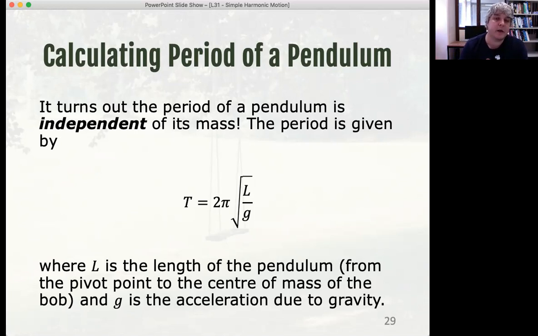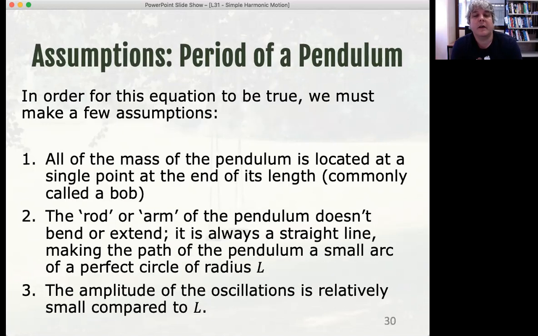So very similar formula. If you can rearrange the spring formula with the square root of m over k, then you should have no problems rearranging this one as well. In order for this equation, this model, to be true, and for that to be the period of a pendulum, we have to make a few assumptions. These are in addition to the ones we had before.